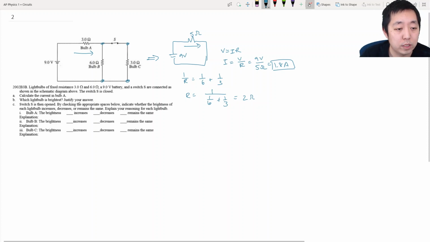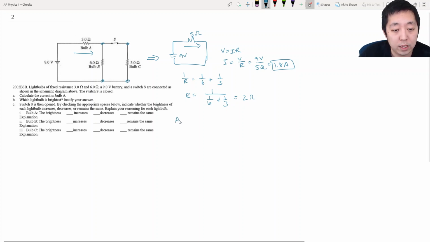Which light bulb is the brightest, and justify your answer. Okay, to know the brightest, I need to know which one is going to dissipate the most power. So, let's see. I need to calculate the power for each resistor.